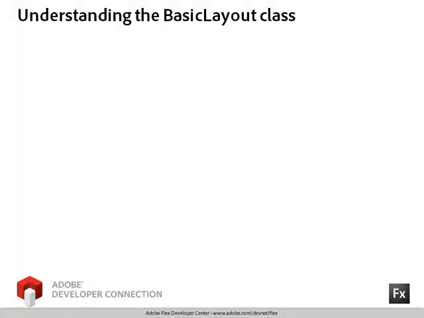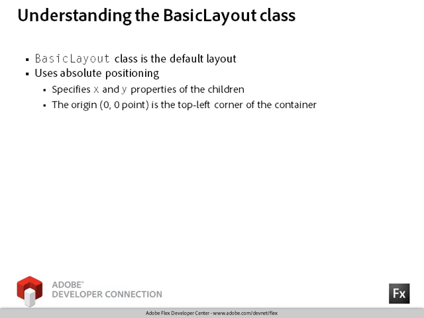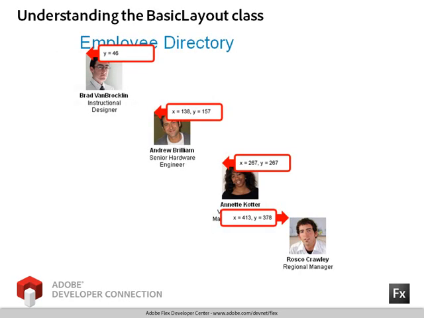By default, the application container implements the basic layout class to lay out its children. The class uses absolute positioning, which requires that each of its children specifies an X and Y property that is based on an origin or 0,0 point in the top left corner of the container. This illustration shows that the X value increases to the right and the Y value increases down the display.